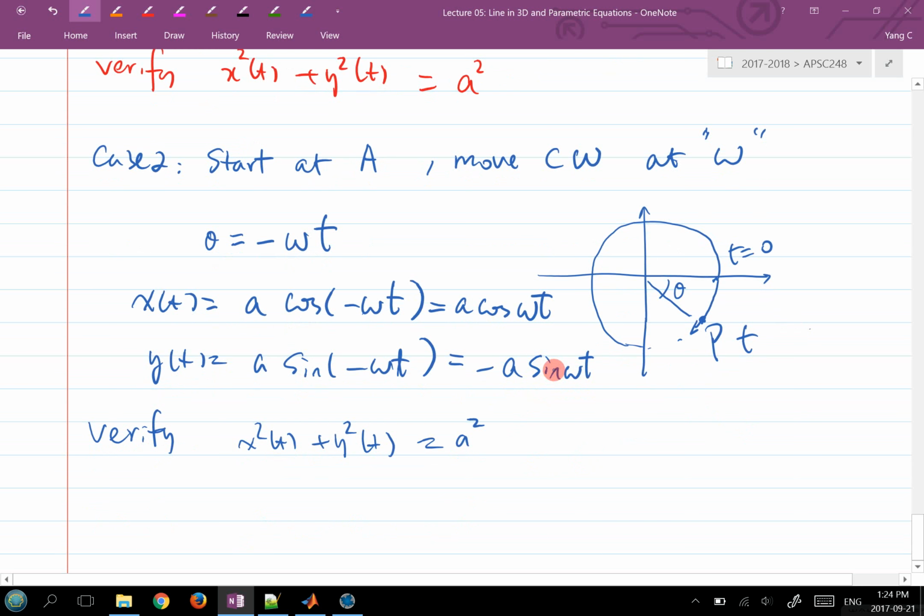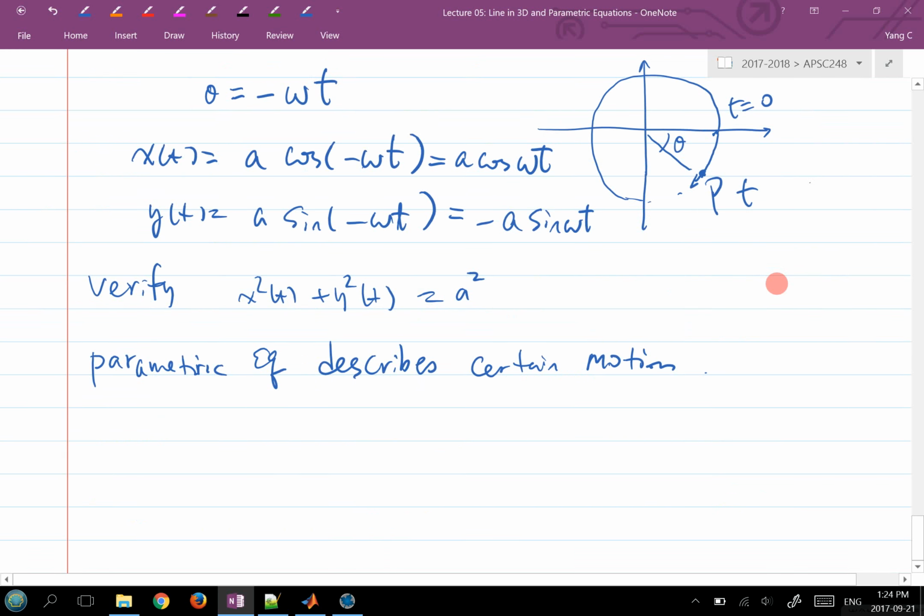So I'll write it down here. Parametric equation describes certain motion.